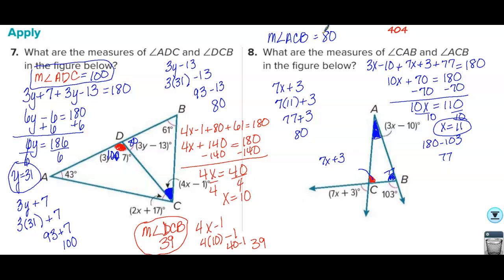Okay. The other angle they want is CAB. So the measure of angle CAB is 3x minus 10. Well, x is 11, so 3x minus 10. X is 11, so we go 3 times 33 minus 10. Oh, no, I went ahead and multiplied that. Oh, wait. I got ahead of myself. Okay. It's supposed to be 3 times 11. 3 times 11 is 33. Minus 10. 33 minus 10 is 23.